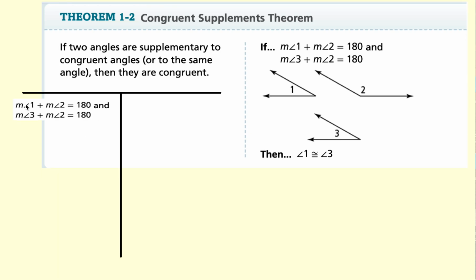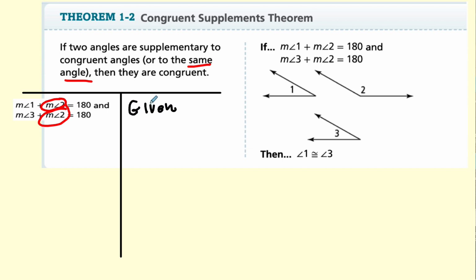So we have two angles that are supplementary to the same angle. In this situation, it looks like angle 1 is supplementary to angle 2, and at the same time, angle 3 is supplementary to angle 2. So that's where we're getting supplementary to the same angle. All right, we are given this information, so we write given for the reason.